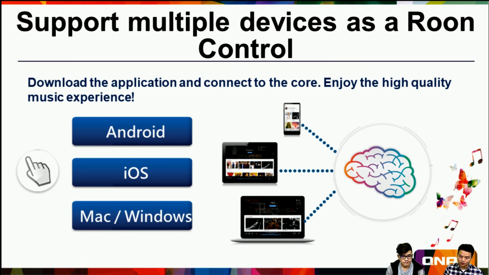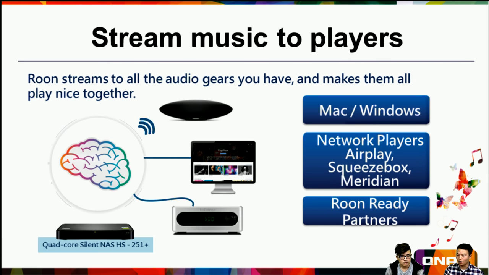Yes. After receiving those commands from the controls, here are the outputs. The outputs will cover the default built-in Mac and Windows sound systems and network players, AirPlay, Squeezebox, Meridian, which are pretty familiar and popular these days, and the Roon Ready partners, which are the stereo devices that have been verified by Roon. So they are very high quality, and you can see a full list of them on roonlabs.com. As long as they become Roon Ready partners, the Roon application will be able to find them whenever they are in the same LAN environment. Understood. So if it is not a Roon Ready speaker, will Roon also find it? Not necessarily. Understood.